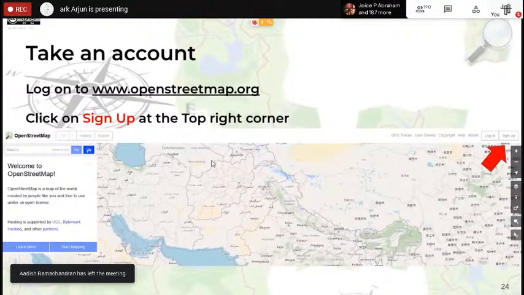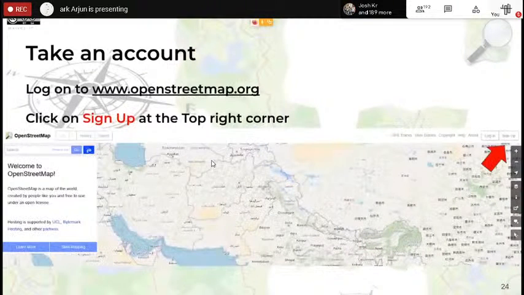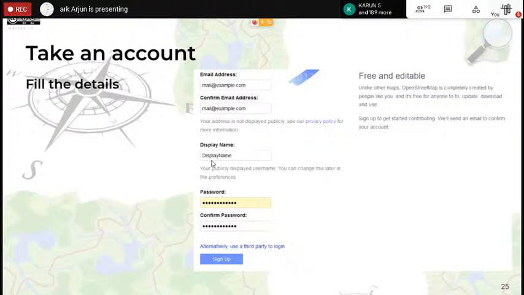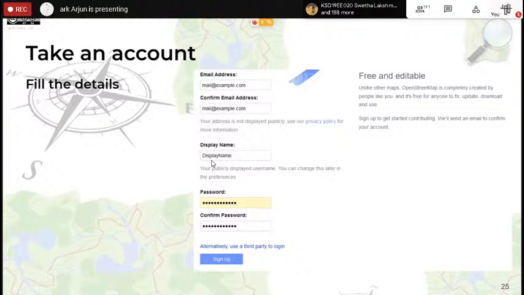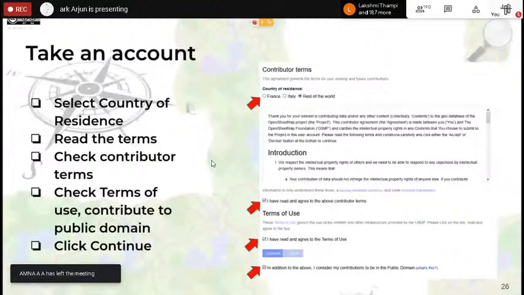How to create an account in OSM? It's pretty simple. You need only an email ID. Go to www.openstreetmap.org, click on the sign up button at the top right corner, and fill in the details. Give your email ID, reconfirm the email ID, choose a user ID or display name, which will be visible to all. It is your public ID. Choose a password and sign up. Then you get the terms and conditions. You need to select the country of residence.